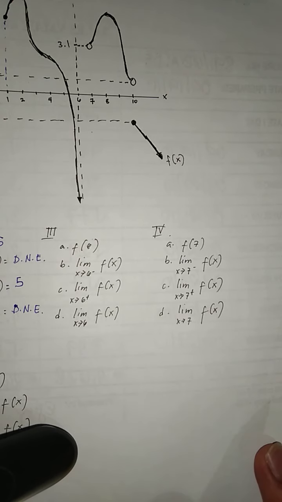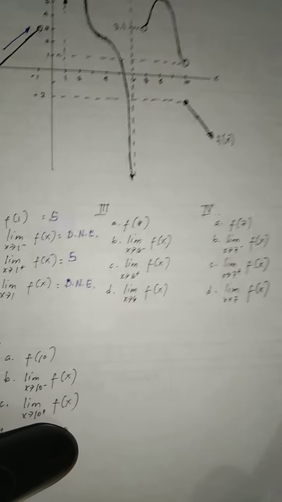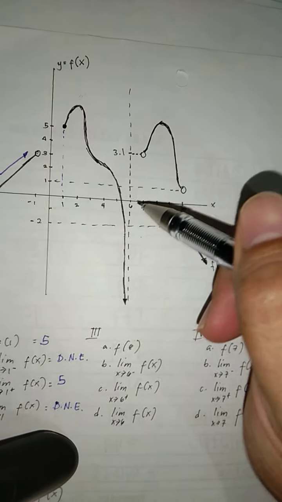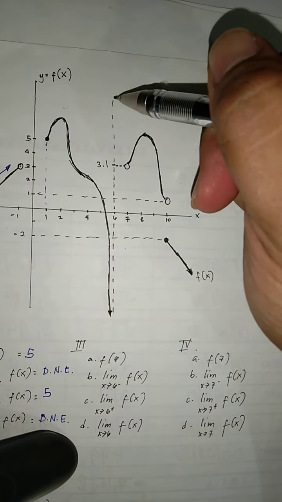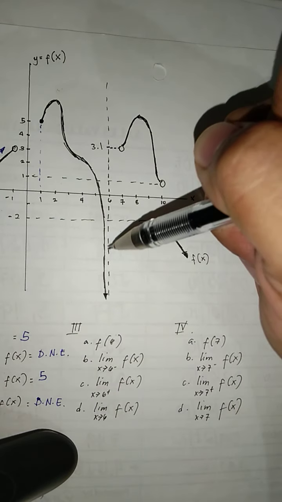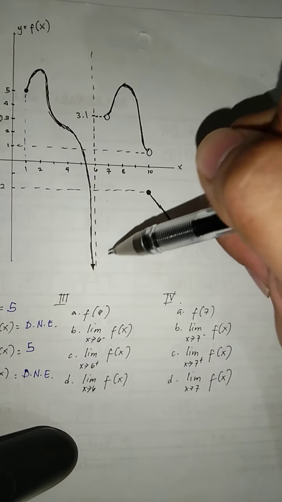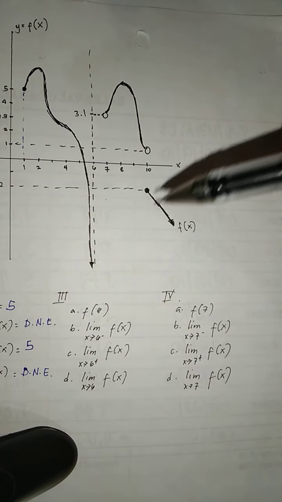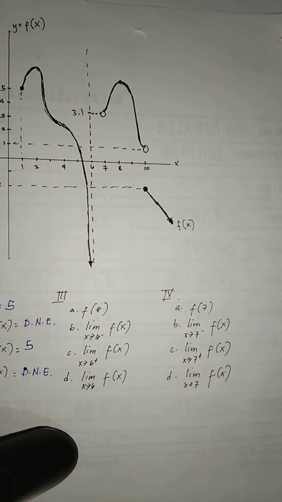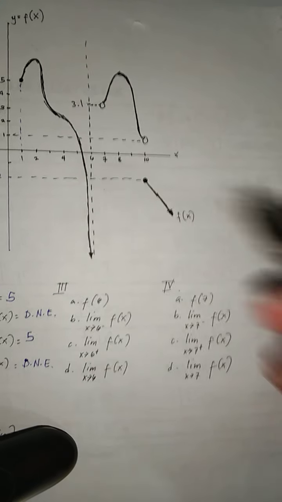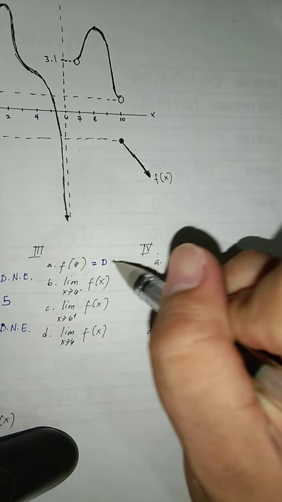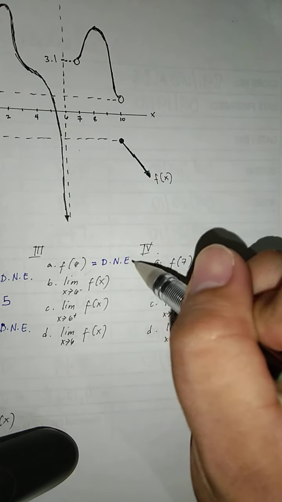Okay, how about letter C? So this time we will take a look at 6 around here. As you can see, this line is an asymptote. Based on the observed value, it doesn't appear that the graph actually crosses that line at x equals 6. So therefore, we do not have any value at x equals 6. So therefore, it does not exist.